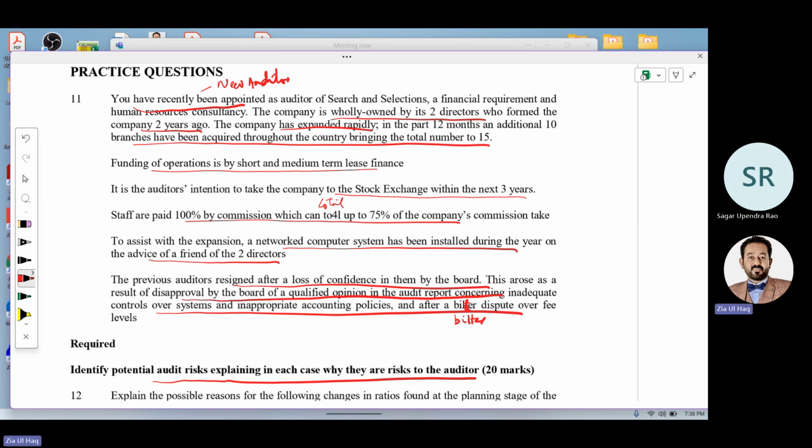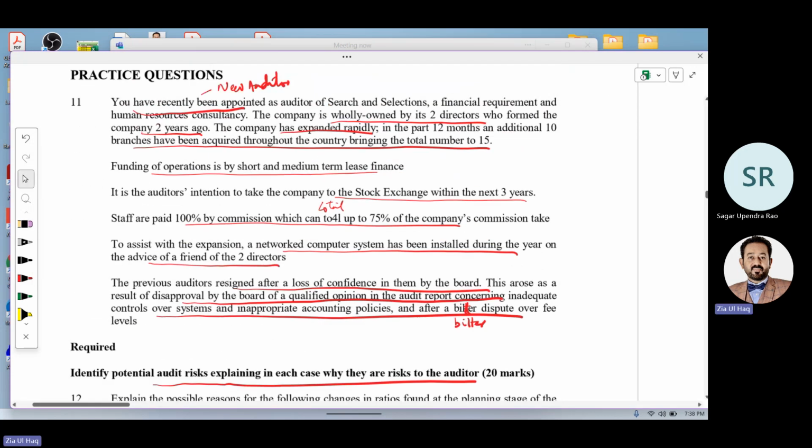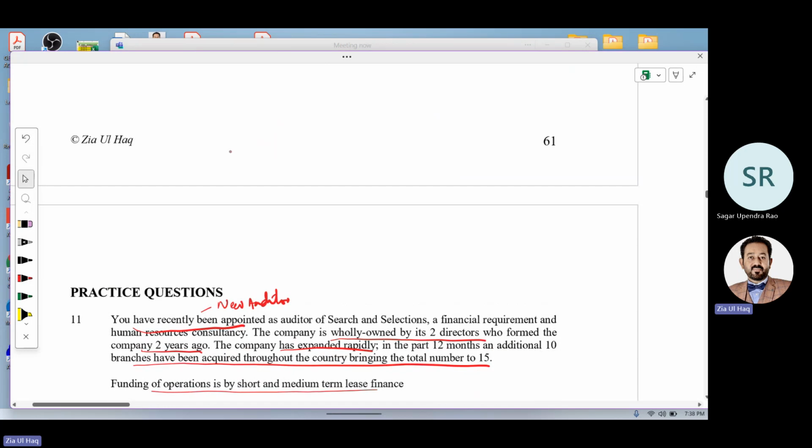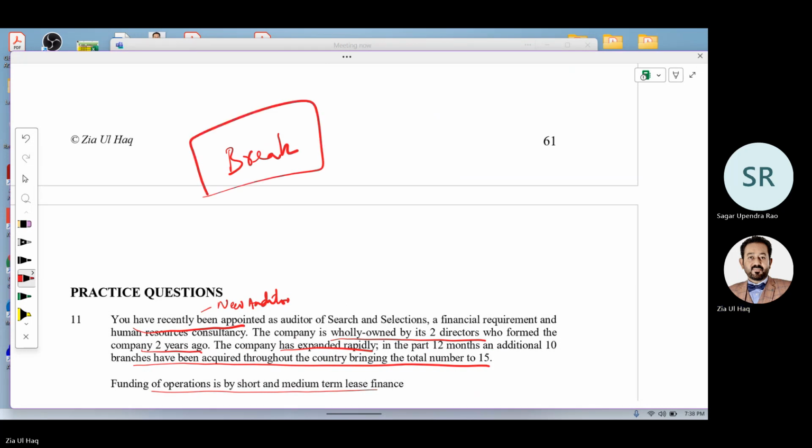Let's move towards another question or take a break. Let's take a small break, and then we will discuss some questions from the kit. Exam level questions, past paper questions.